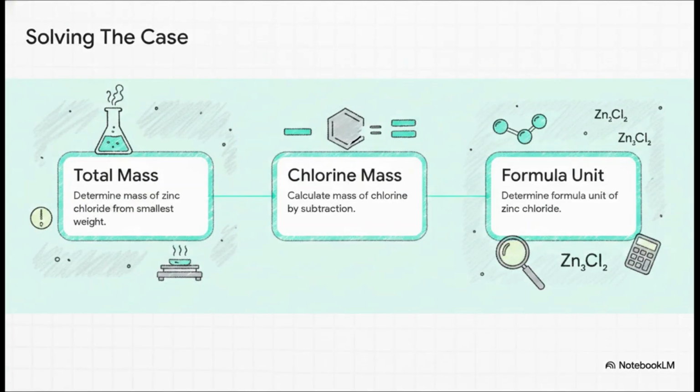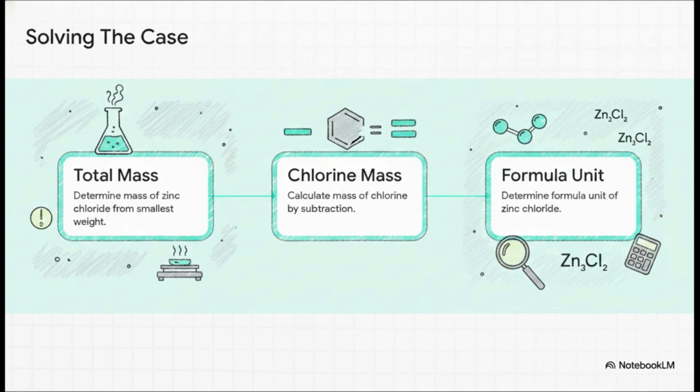So here's how we cross the finish line. Step 1, we take the absolute smallest final weight from our heating cycles, because the smallest weight represents the driest sample, right, to find the total mass of our synthesized zinc chloride. Step 2, since we already know the starting mass of the zinc from earlier, we simply subtract that from our total zinc chloride mass. The difference? That is the exact mass of the chlorine that was pulled from the acid and bonded to the zinc. And step 3, with the mass of both elements in hand, we convert them into moles, find the simplest ratio, and officially determine the formula unit.